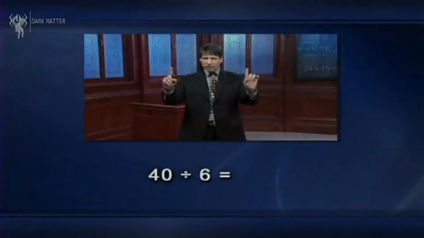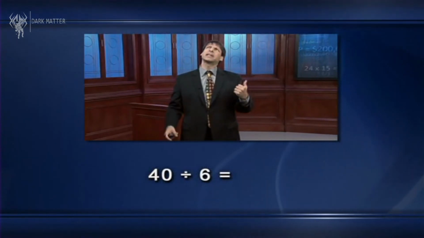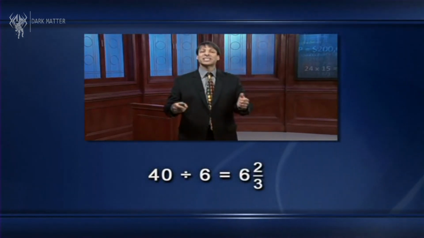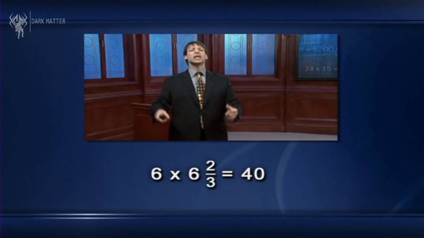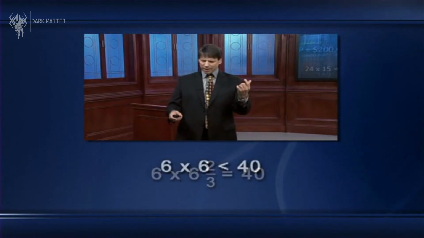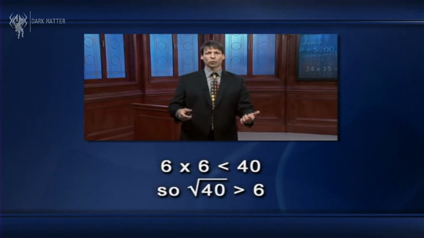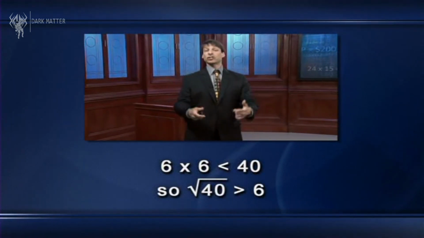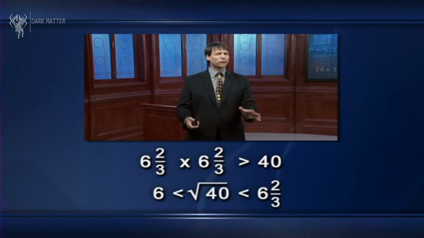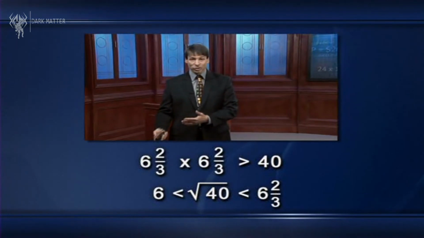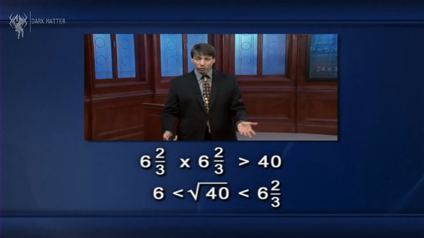All right, now, first step, we divide by 6. 40 divided by 6 is 6 with a remainder of 4. That's 6 2/3. In other words, 6 times 6 2/3 is 40. Now, since that means that 6 times 6 is going to be less than 40, that tells me that the square root of 40 is bigger than 6. And 6 2/3 times 6 2/3 will be bigger than 40, so that tells me that the square root of 40 is less than 6 2/3. So the square root has to lie between 6 and 6 2/3.